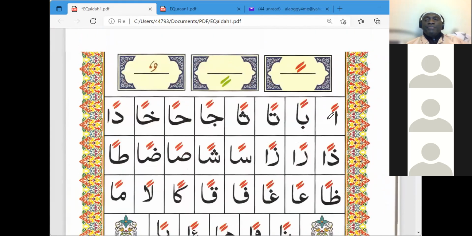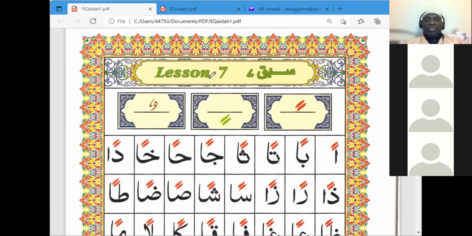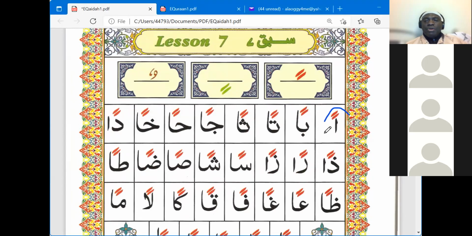Now, here we have fathatain, kasratain, and dammatain, which is lesson number 8. This is now alif fathatain. So here we have alif madd by its side. But as a beginner, let's ignore the alif by its side. Let us just stick to tanwin with the letter. So this is going to be ba fathatain ban. Ta fathatain tan. Tha fathatain than. Jim fathatain jan.